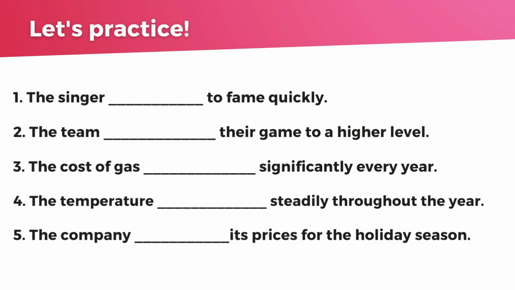What do you think is the answer for number 1? The answer is rose. The singer rose to fame quickly. Number 2. The answer is raised. The team raised their game to a higher level. Now number 3. The answer is rises. The cost of gas rises significantly every year.